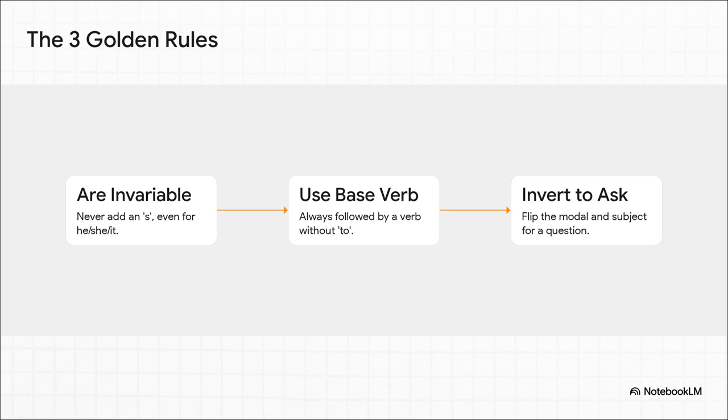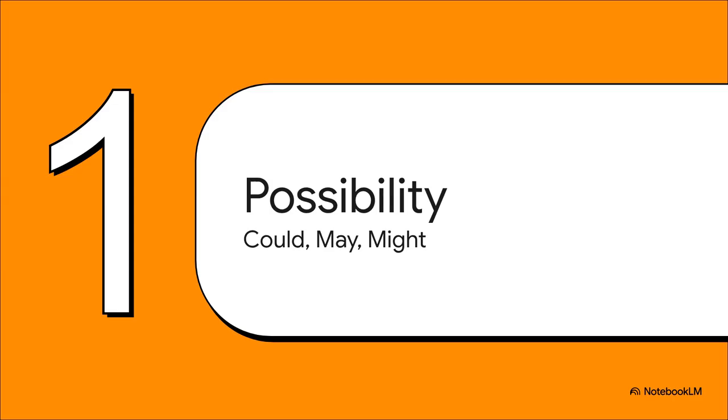And third, to ask a question, you just flip the modal and the subject. You can go becomes can you go? That's it. Simple, right? All right, let's grab our first few spices. This group is all about possibility and permission. We're talking about could, may, and might.